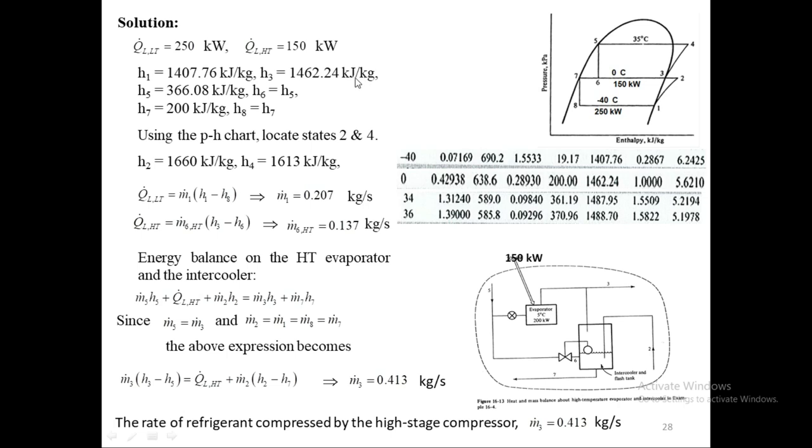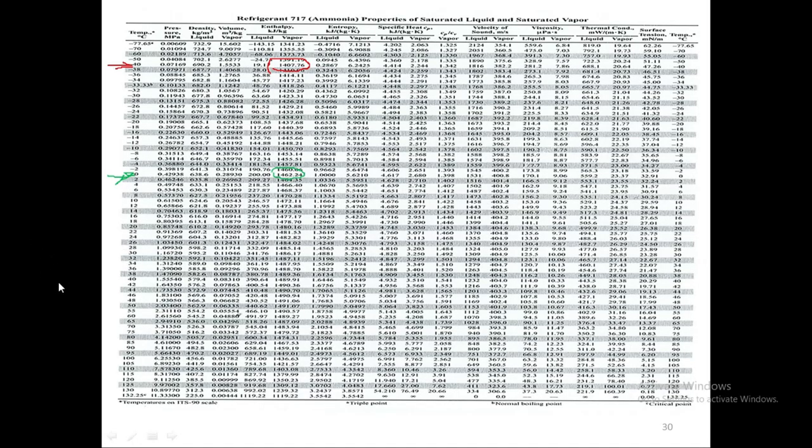H5 is saturated liquid at 35 degrees centigrade. Now 35 is not there in the table. The saturation table doesn't have 35. We have 34 degree right here and 36 degree. So we have to take an average of the two, or interpolate either way. Sorry, not HG. I need HF, which is this one, 370 and 380. Okay, that's what I need.